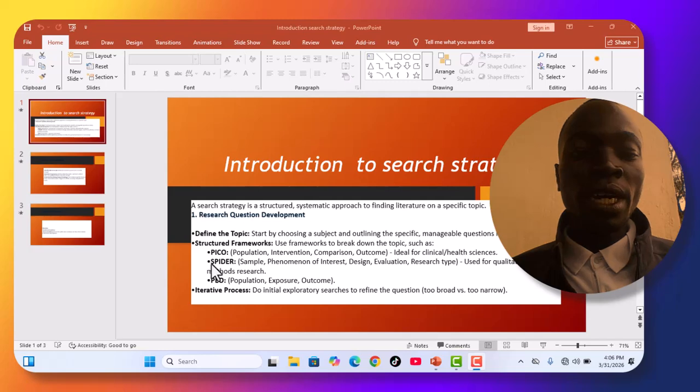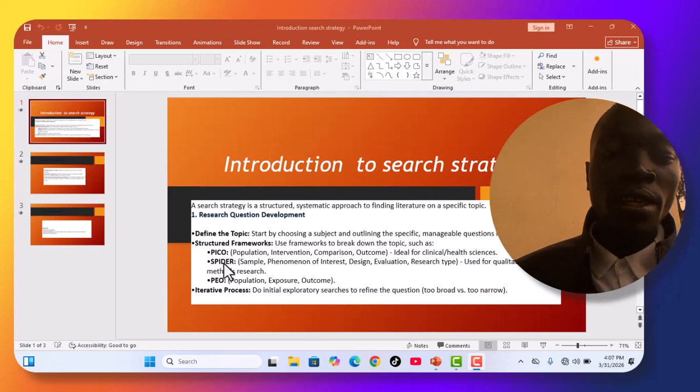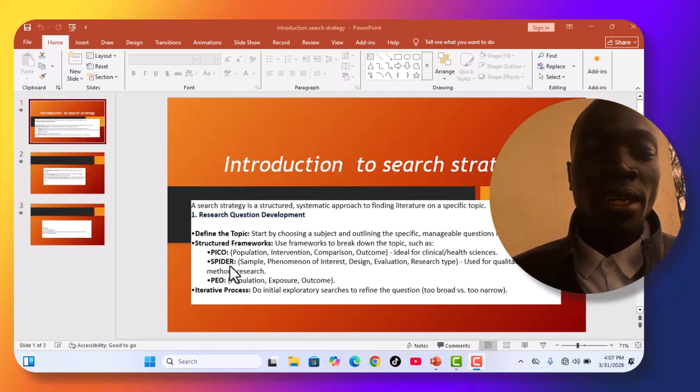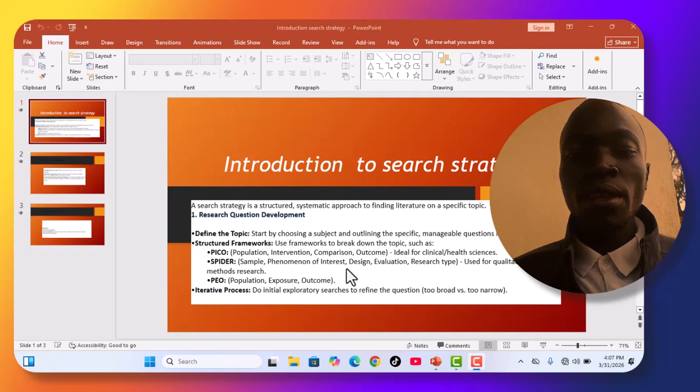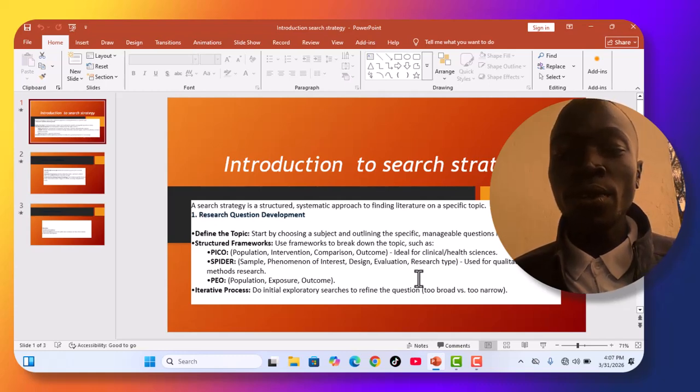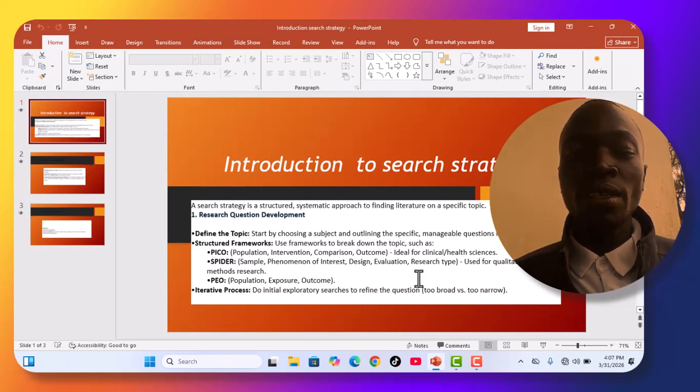We have another one, SPIDER, where S stands for sample, phenomenon of interest, design, evaluation, research type. It is used for qualitative or mixed method research. Yes, so if you have a lot of things you are supposed to mix, or you want the computer to produce for you, you can use this format to be brief.